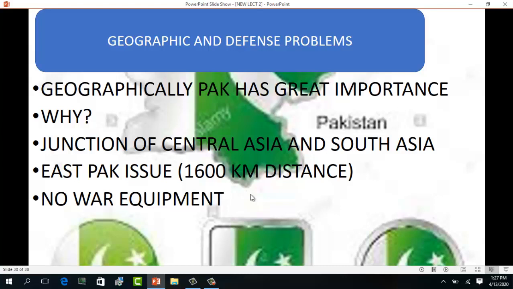Geographically, Pakistan has great importance. Why? Anyone now? Okay. Because it is located in such a part of the world where it is connected with China and India on one side, and on the other side Afghanistan and Iran are connected.